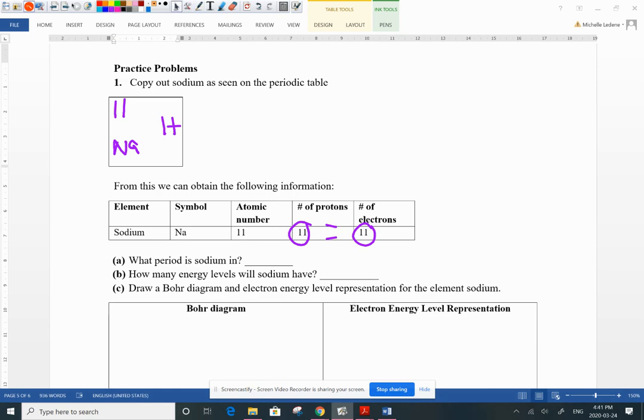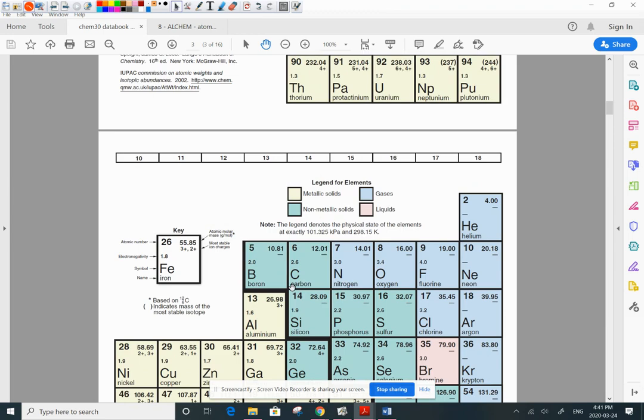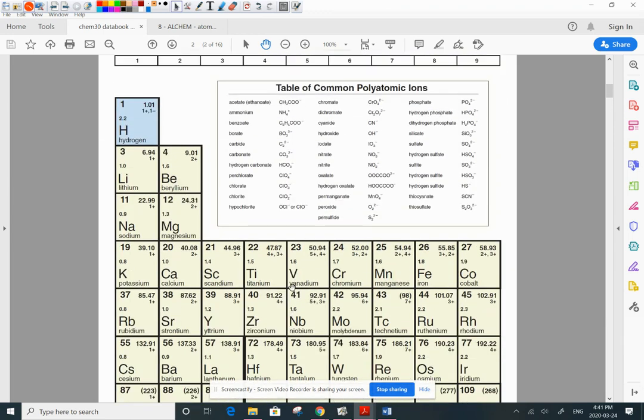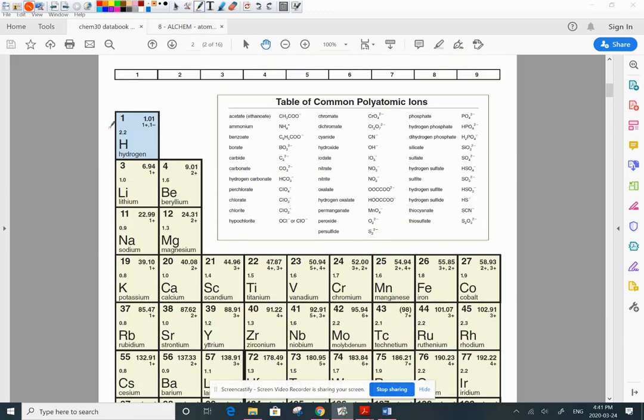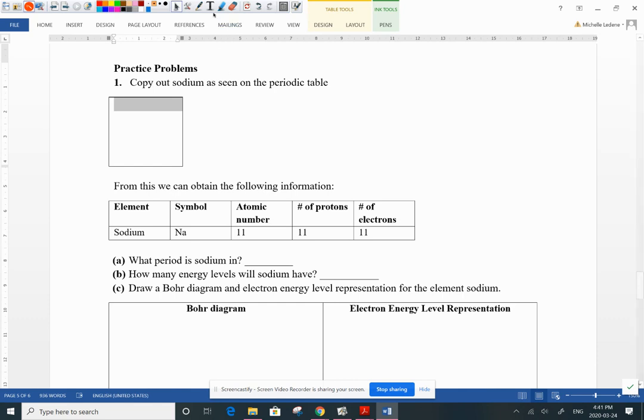Okay, so what period is sodium in? Well, let's take a look. Remember, sodium is a metal, so we're looking to the left-hand side of our periodic table. Period 1, period 2, here he is. Sodium, period 3. So period 3 tells me the number of energy levels that he is going to have. So we know his period is 3. It means he has 3 energy levels.